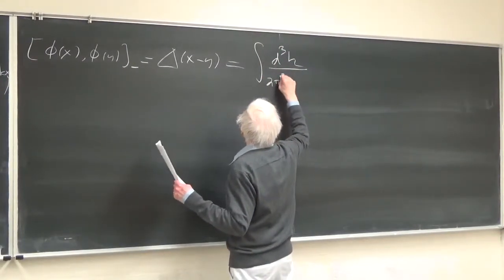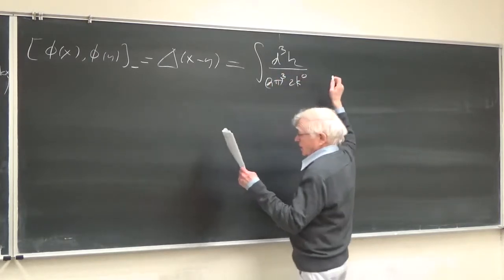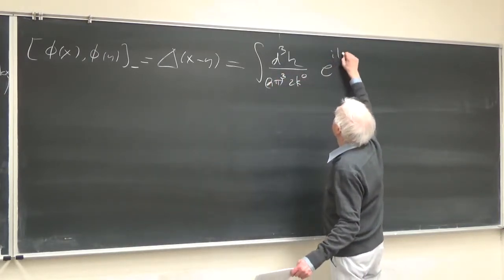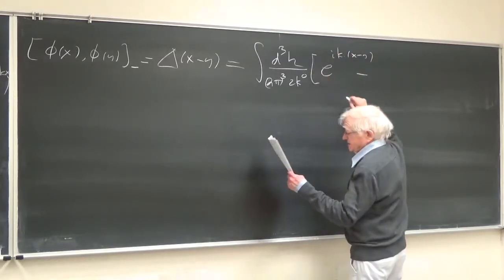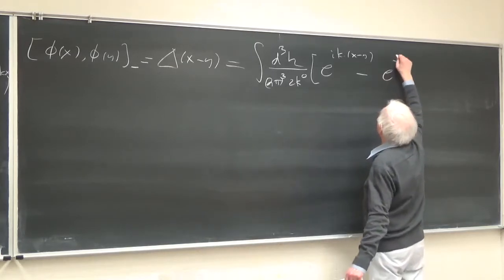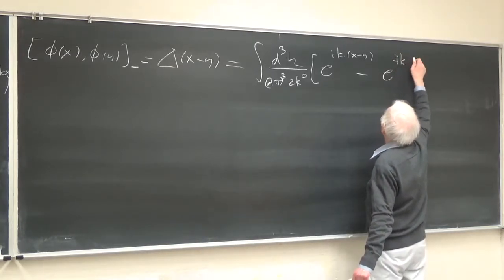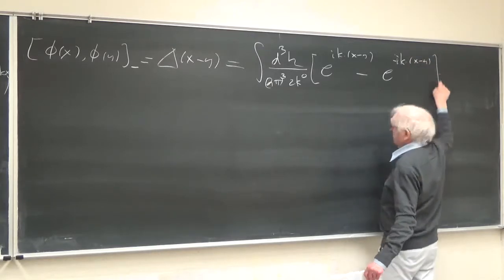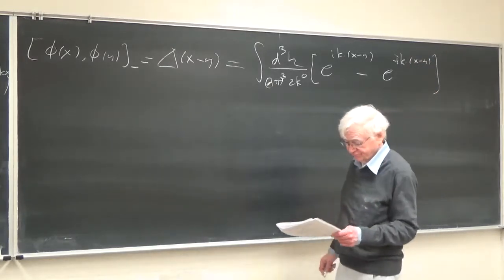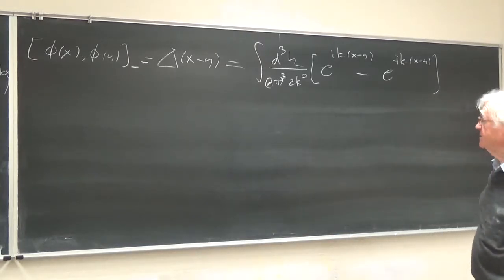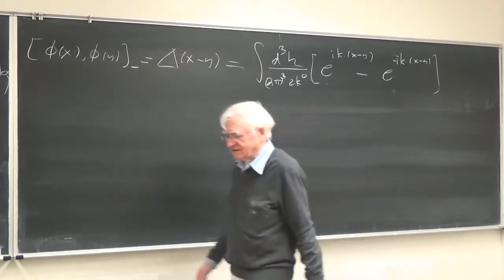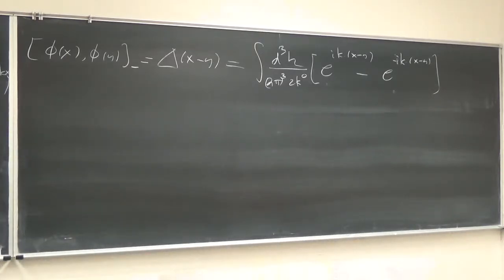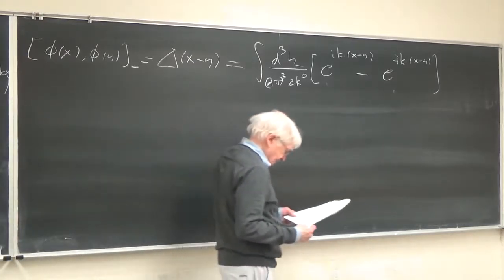You get 2 pi cubed, 2k0, and then you have two factors now, e to the I k dot x minus y minus e to the minus I k dot x minus y. And the first term is delta plus. I don't know, the second term might be delta minus, but we don't need to know that. In any event, this is capital delta without the plus sign.